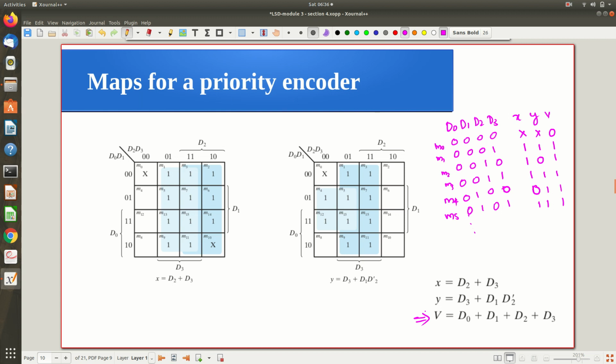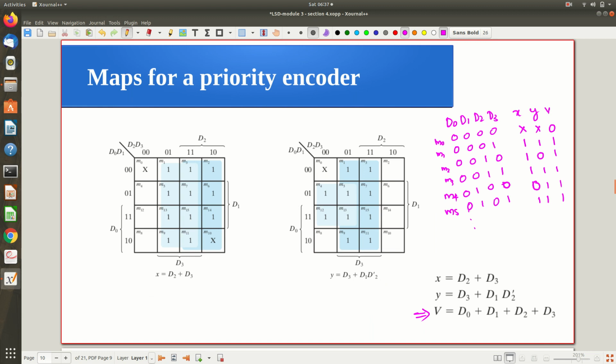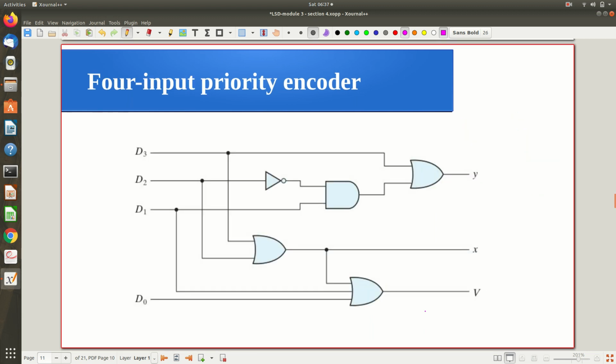So yeah. Now once you get the expression for x, y, and v, you can implement, right? So this x is found to be OR of d2 and d3, right? Similarly, y is actually d3 plus d1 d2 complement. So that is what is implemented. Similarly, your v, the OR of d0 d1. What is your v? Yeah, sorry. Here, when you are taking this output, you are already getting d2 or d3. So that is why they are taking it like this. Fine. Right. That about it.